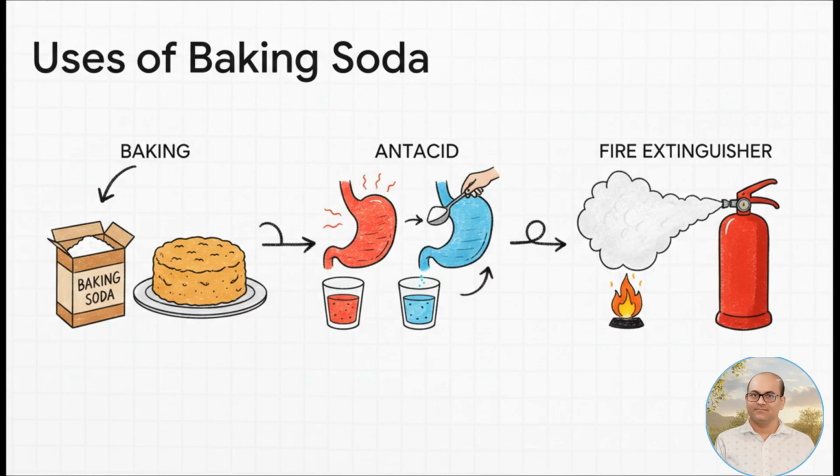But here's the chemistry part. Because baking soda is a mild base, it is the perfect medicine for stomach acidity. It works as an antacid. Can you guess what it does? Yes, it neutralizes the extra acid in your stomach. See, acid plus base gives relief, a neutralization reaction happening right inside you.